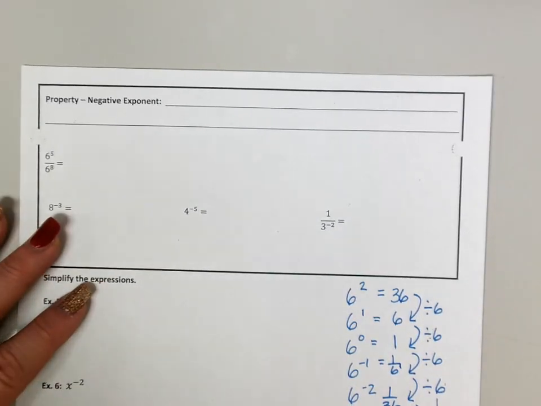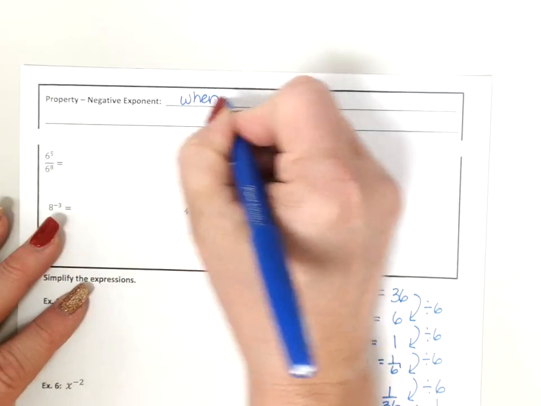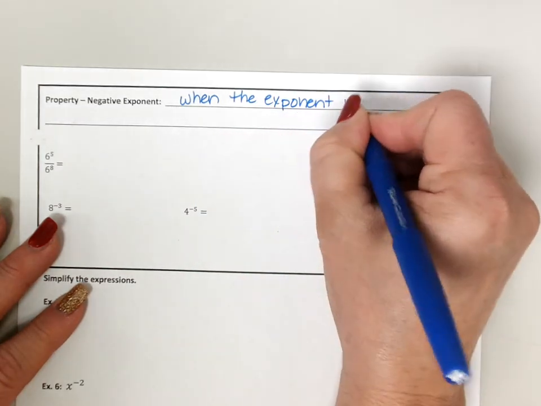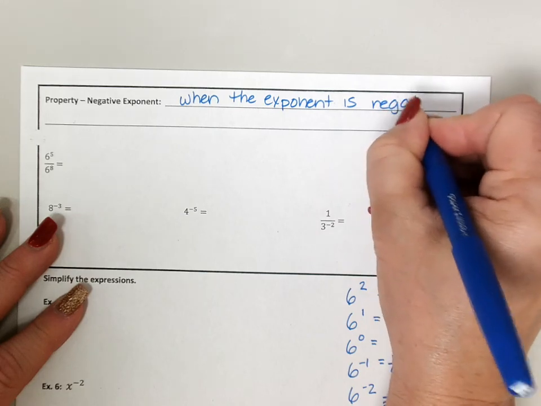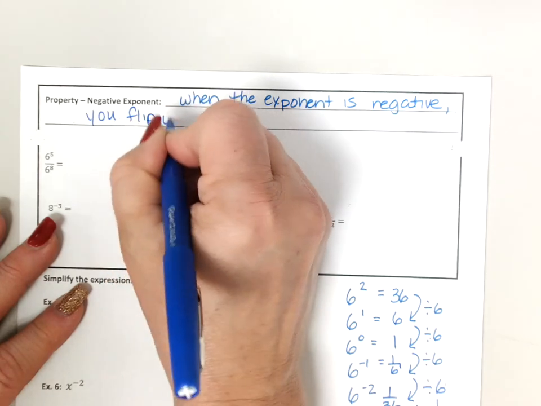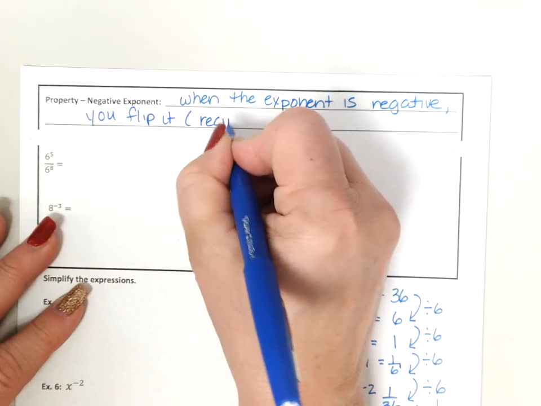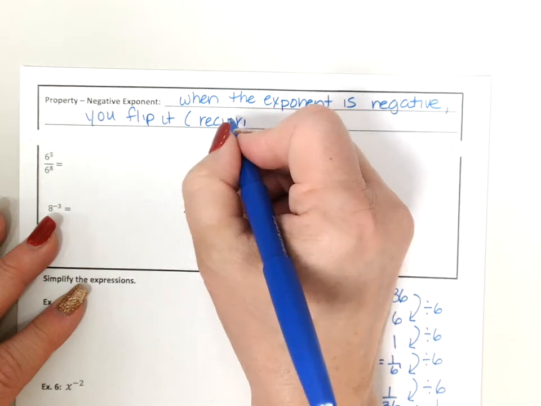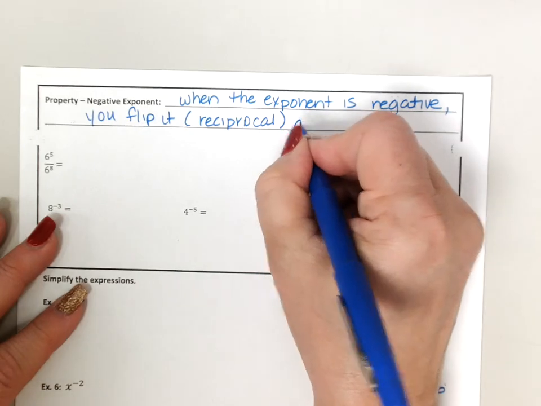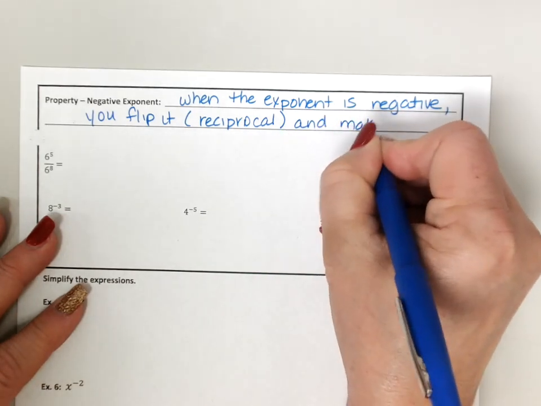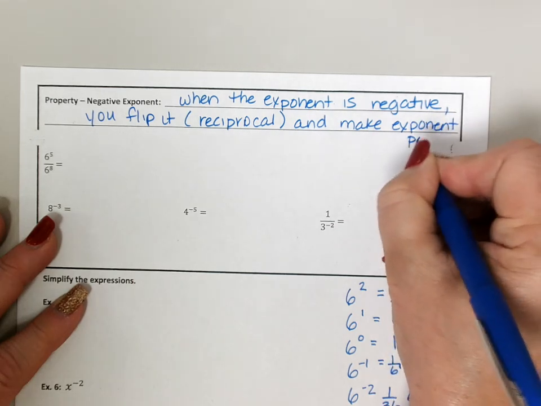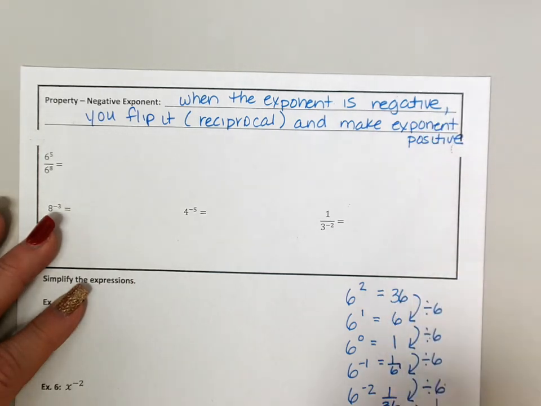So let's go back up here. When the exponent is negative, you flip it, also known as the reciprocal, and you make the exponent positive. Okay?